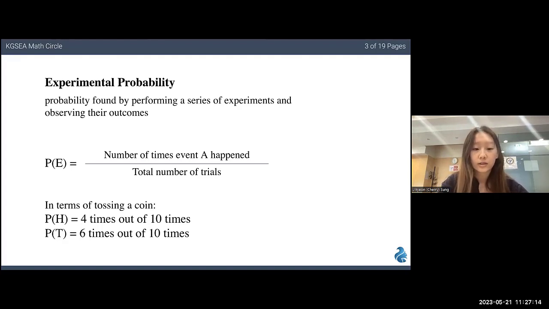I'll give an example of tossing a coin. So in this situation, we're tossing a coin 10 times, and a coin has a tail and a head. And these are the only possible outcomes. So it's either heads or tails. So in total, there are 2 outcomes. And since you're tossing it 10 times, let's say heads come out on top 4 out of 10 times. So the experimental probability of heads will be 4 out of 10. And on the other hand, out of the 10 times, tails comes out 6 times. So the experimental probability of tails would be 6 out of 10.